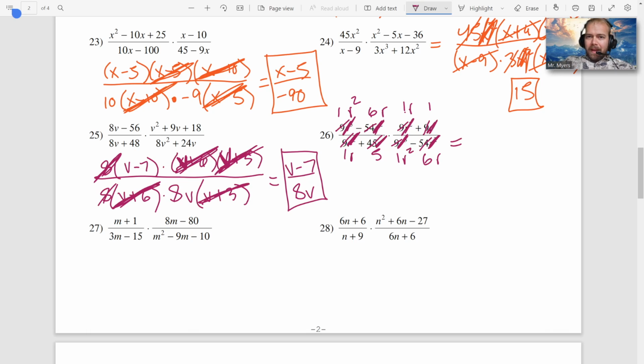So after all of that, we would have R squared. You still have plus and minus and times and stuff, so we would still write all that out. R squared minus 6R, and R plus 1. Then on the bottom, I'm going to have R plus 5 and R squared minus 6R.